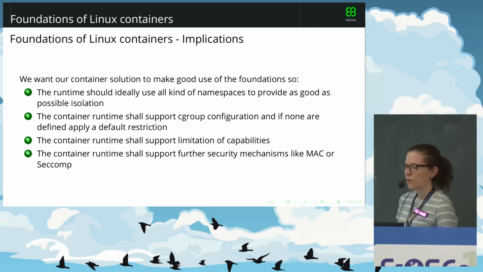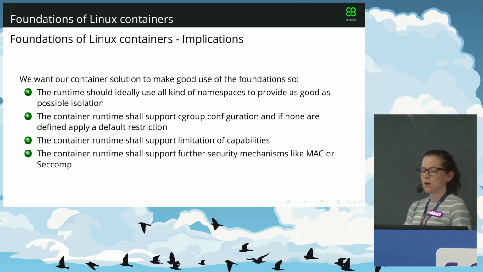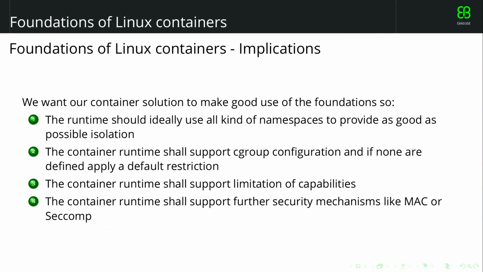So now what do we take out of that? Well, the runtime should use all the namespaces provided as well as possible. Why am I naming that? We will see later that they are not always equal. We should have a good cgroup configuration, and if there is none applied by the user, there should be a good default. We should also support the limitation of capabilities and security mechanisms like seccomp and so on. This is the foundations, we want them supported.